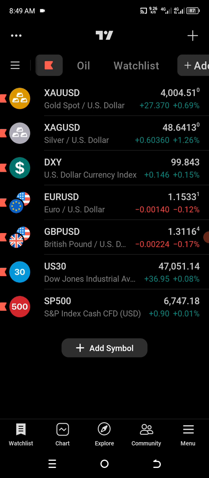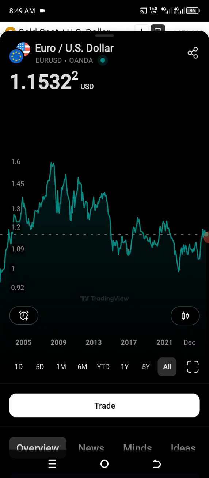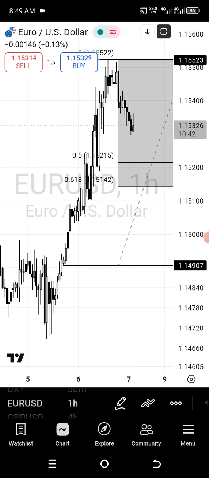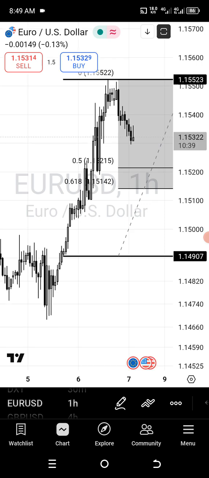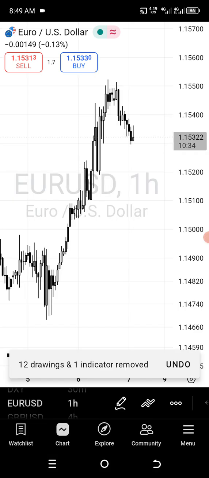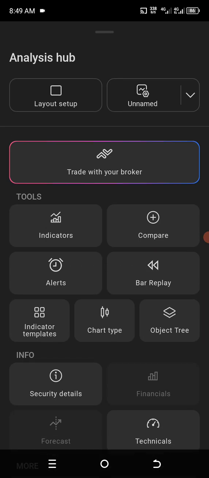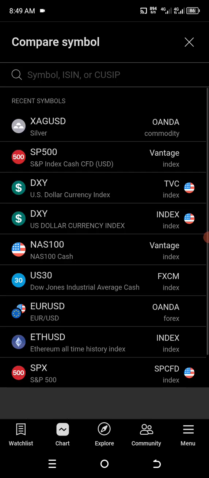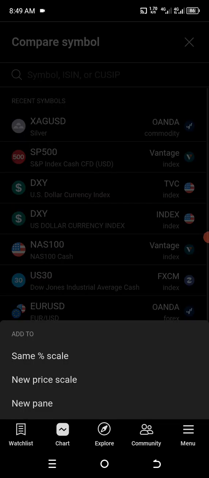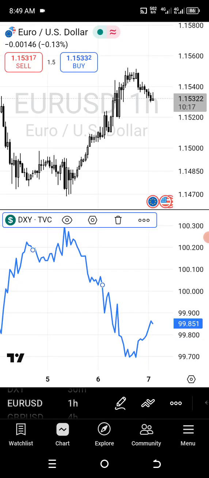Now we are going to analyze EURUSD, and you guys know that when I'm analyzing EURUSD, I usually compare it with the dollar index. Let me delete everything so that you can understand the basics of the analysis to the end. I'm going to compare it with the dollar index because they always move opposite to each other. This is the dollar index. Let me first look for my favorite setup and then compare it.